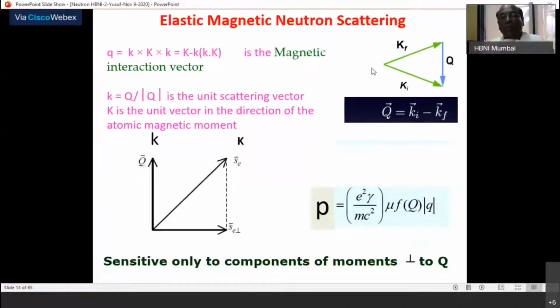Suppose your experimental situation is such that the beam falls horizontally on the sample, and you have kept a detector. Of course, it gets scattered all over the 4 pi solid angle, as you know. But let us say you are measuring only in the horizontal plane. Your detector is kept in the horizontal plane. So this is Ki, this is Kf, and this is my Q, which is also in the horizontal plane. So I am talking about a simpler picture where your scattering takes place in the horizontal plane. But that is not necessary. You can have a vertical plane, you can place the detector anywhere. That is a matter of how you have designed your instrument.